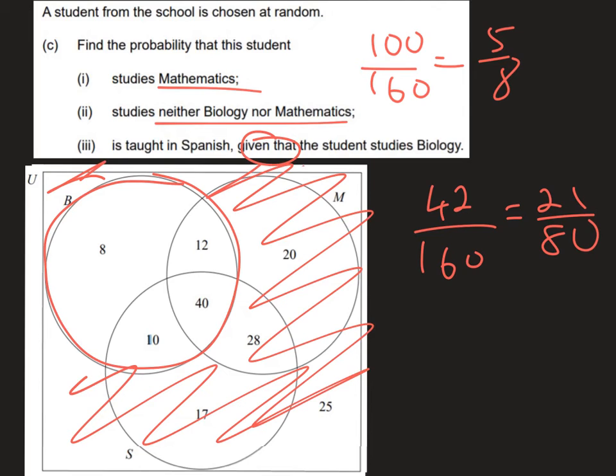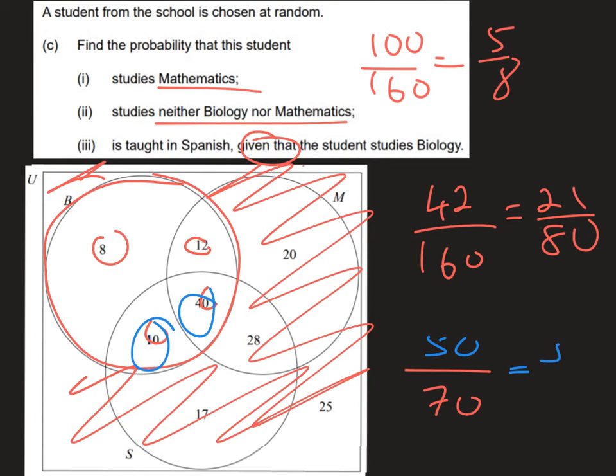So we're going to add up each of these, and we can see that here there are only 70 pupils in total. And we're asked to find the probability that they're taught in Spanish. So the pupils taught in Spanish are these two. So there's 50 of those. So the answer is 50 over 70 or 5 over 7. So when you have conditional probability, you can see that the denominator also changes.